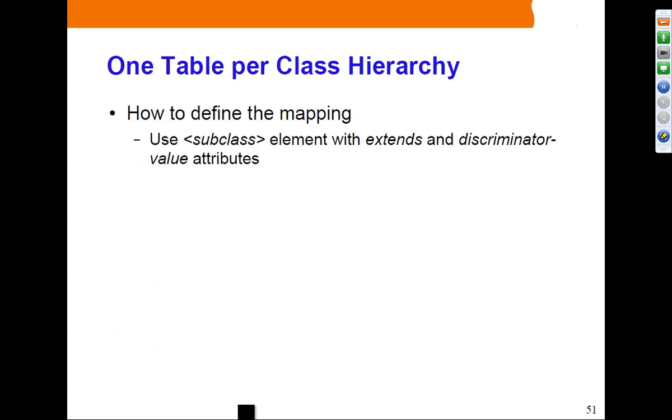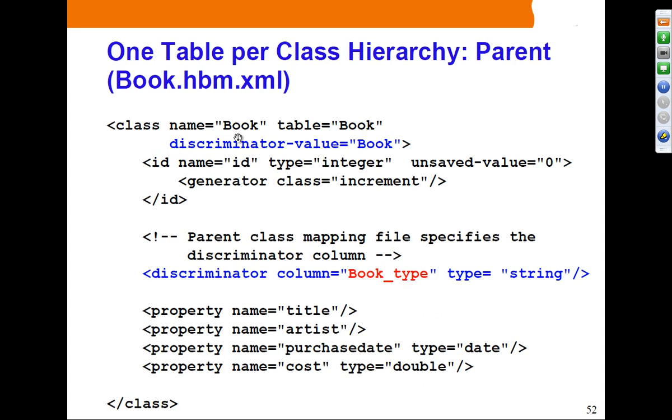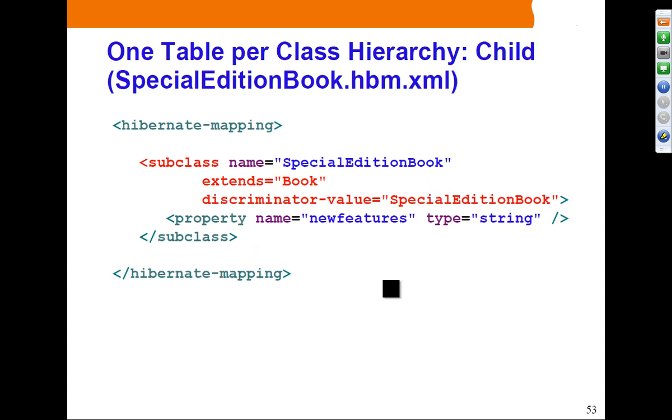Okay, so how are you going to actually use this particular scheme? You are going to use a subclass element with extends and a discriminator value attribute. The example is like this. Here we have a book class, and the discriminator value is book. So whenever there is an entry representing this parent object, it will have book. Then we have the ID and the properties, and the parent class mapping file specifies the discriminator column. The value of this column represents which type that particular row represents.